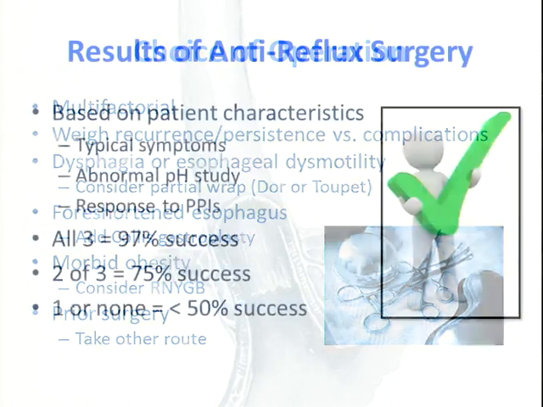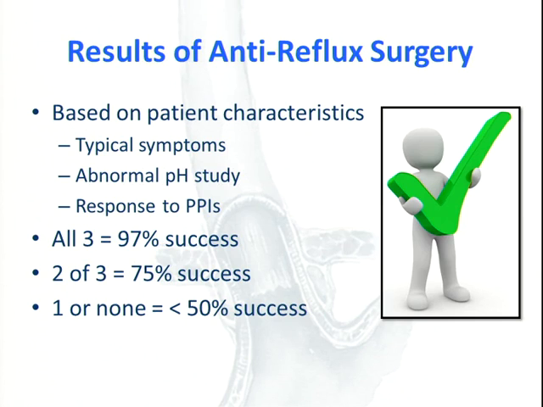So what are the results? This is kind of what I alluded to earlier, right? You want to know your patient has typical symptoms, right? Heartburn, regurgitation, maybe some dysphagia. You want an abnormal pH study, again, a score greater than 14.72, and you want them to respond to PPIs, all right?